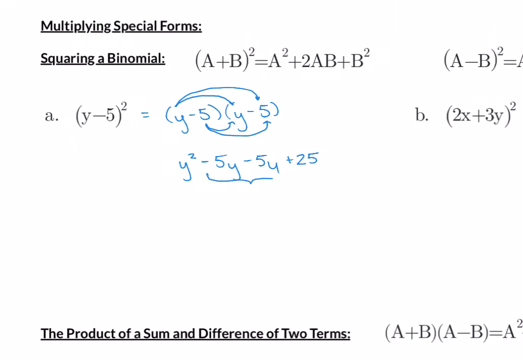If we combine our like terms, we get y squared. Negative 5y and negative 5y combine. They have the same sign, so we're going to add and keep the sign. So we get negative 10y plus 25.